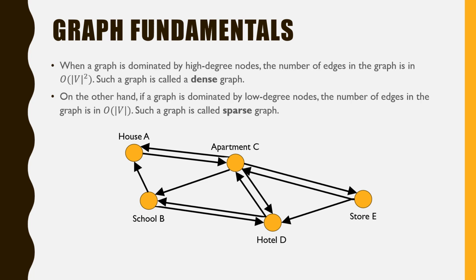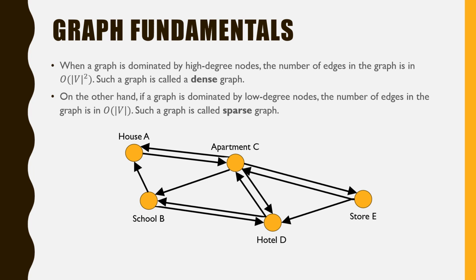If a graph is dominated by high-degree nodes, the total number of edges can grow on the order of O(V squared). This is because the graph contains V nodes, and each node's degree is on the order of O(V). Such a graph is called a dense graph.